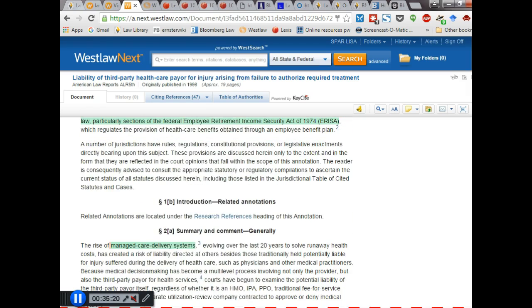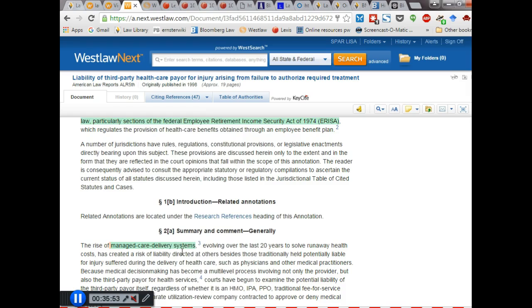So let's scroll down a little bit, and as I'm reading, the summary and comment is giving me a little background to ALR. It's telling me the rise of managed care delivery systems evolving over the last 20 years saw a runaway health crisis, etc. I highlighted that because part of what you want to be thinking about is what are the other ways of expressing my issue? Because if I need to continue to research this, maybe I'm not using the best terminology. And so, managed care delivery systems.